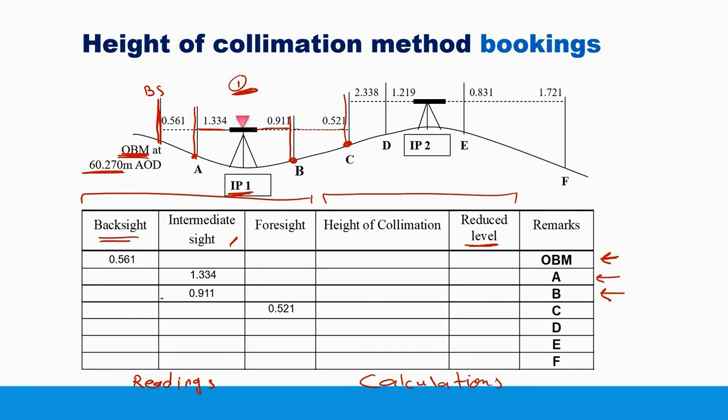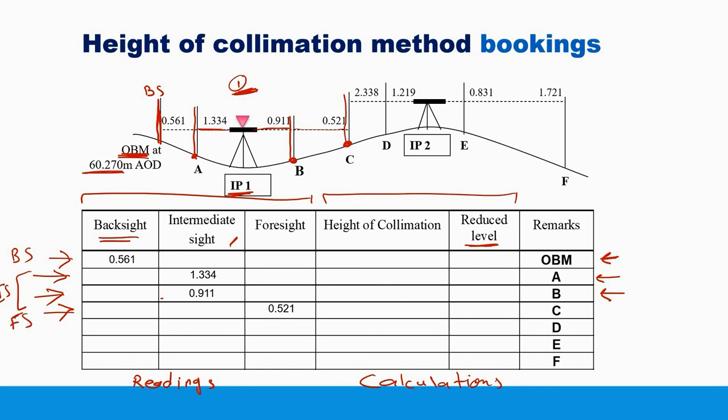Okay, so the first reading is a backsight, the last reading is a foresight, and between them intermediate sights. In this case we have the first reading over the benchmark backsight, the last reading over C foresight, between them over A and B intermediate sights. Backsight, these two are intermediate sights, and this one is foresight.